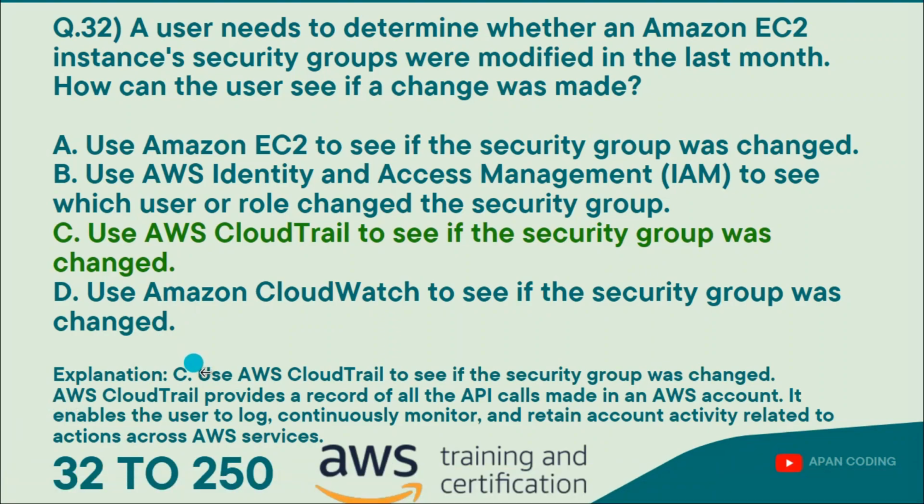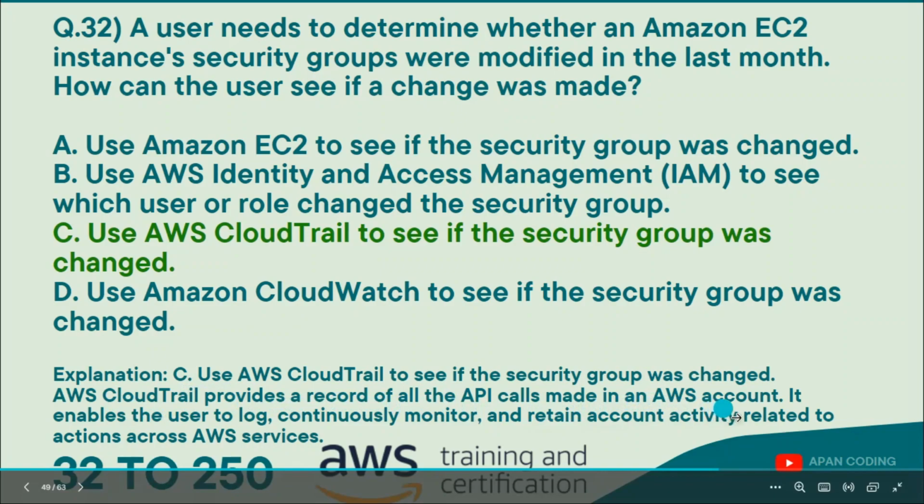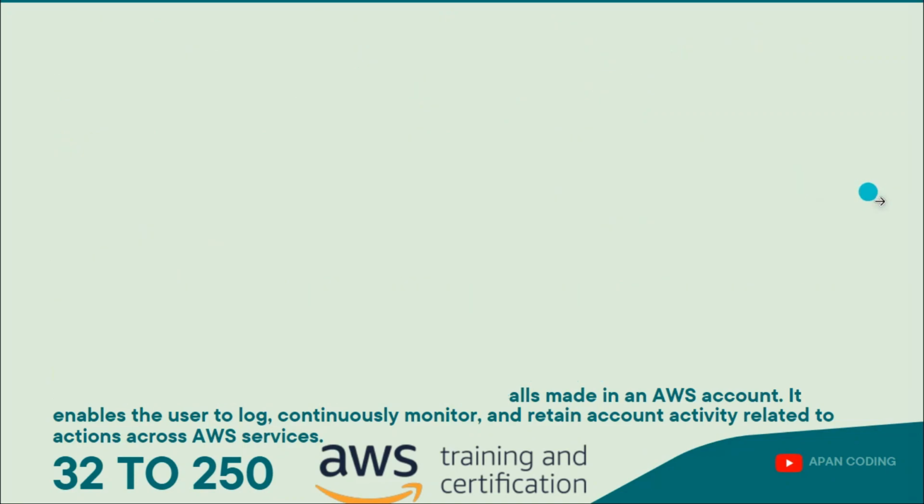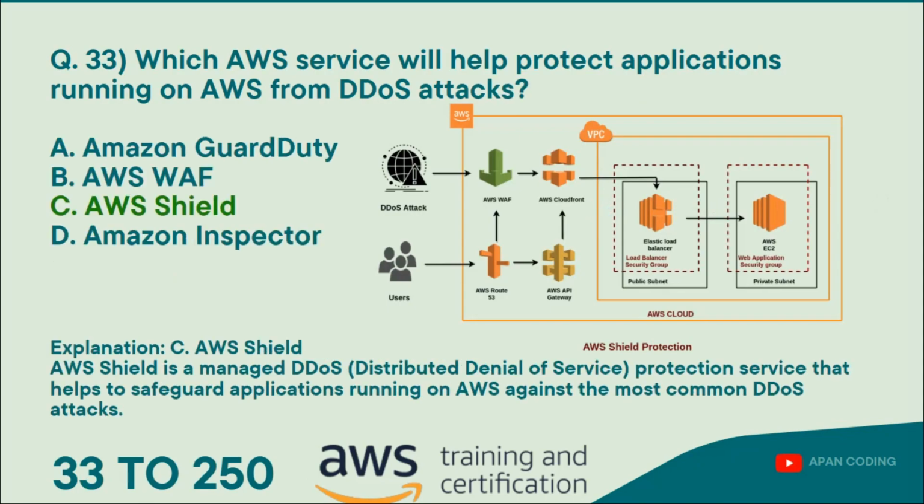The explanation is here. Option C is correct: use AWS CloudTrail to see if the security group was changed or not. AWS CloudTrail provides a record of all the API calls made in an AWS account. It enables users to log continuously, monitor and retain account activity related to actions across AWS services. It means if there is any modification anywhere, CloudTrail continuously monitors that activity. Now let's move on to the next one. If you have any doubt, definitely ask, friends, because my motive is that there should be no doubt on your side.